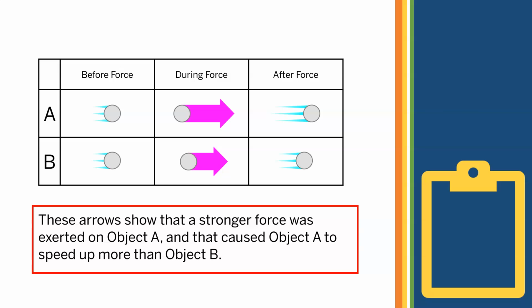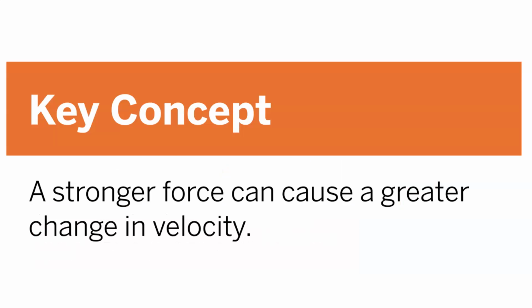So a force causes a change in velocity, and the relationship between force and velocity change is proportional. What that means is that as the magnitude or size of one changes, so does the other. So a greater force can cause a greater change in velocity. This is a key concept, and I want you to write this down on your journal slip.